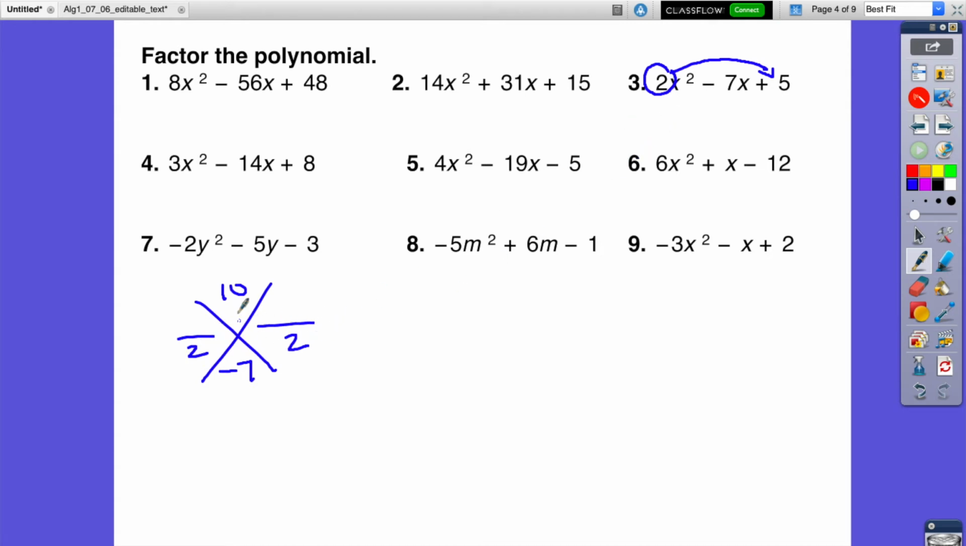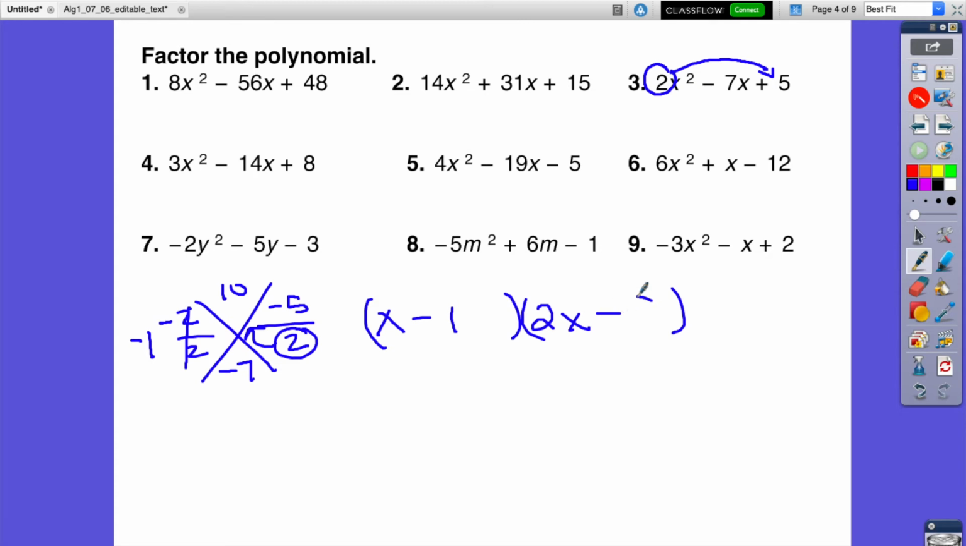Okay, what two numbers multiply to 10 and add to negative 7? Well, that would be negative 2 and negative 5. And remember to reduce when you can. So this one becomes negative 1. So now I can write my double parentheses. This first one will be x minus 1. And this next one, remember that 2, that becomes the leading coefficient. That will be 2x minus 5. We will always check to make sure it's correct. So negative 1 times 2x is negative 2x.